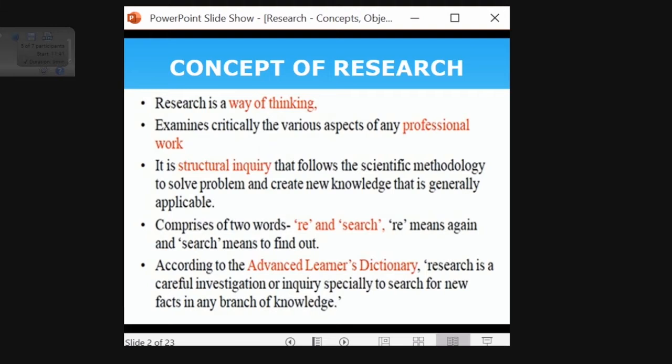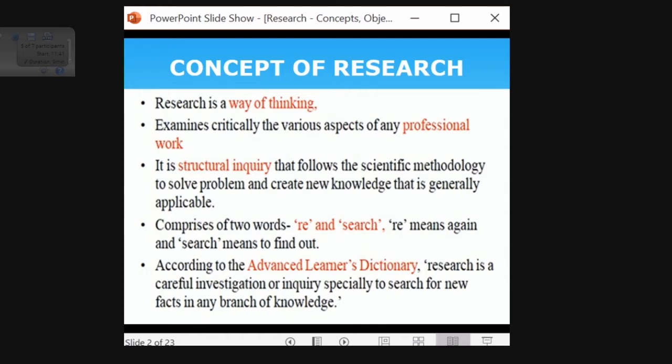It comprises two words, as I said earlier, re and search. Re means again: you are revisiting the old knowledge again to formulate new knowledge. Search means to find out where they have done their work, so that from the old knowledge I can see where to start my new research. So research is split into two words.